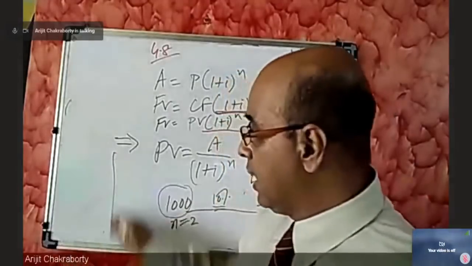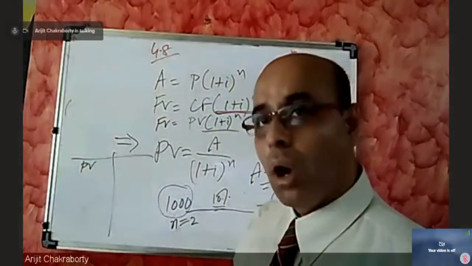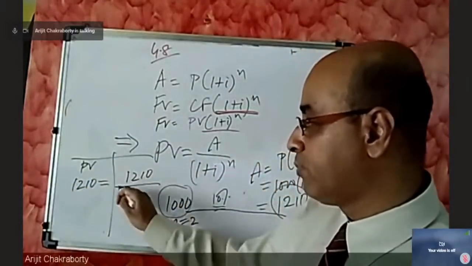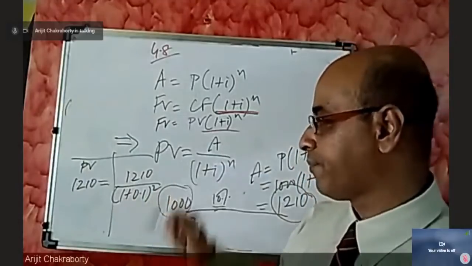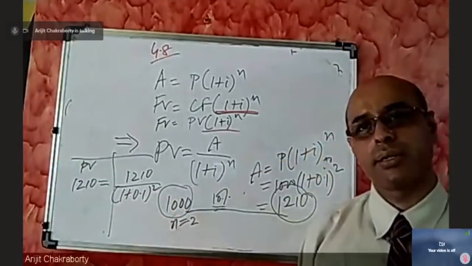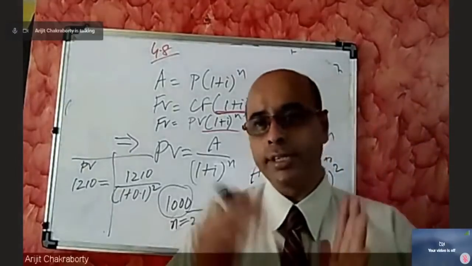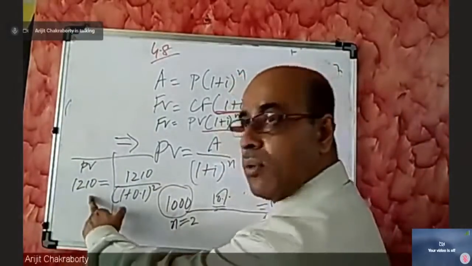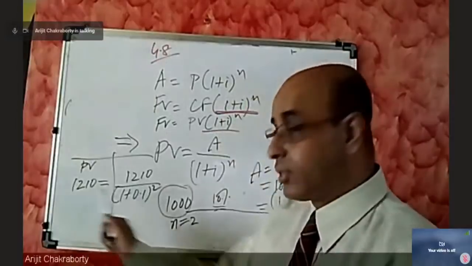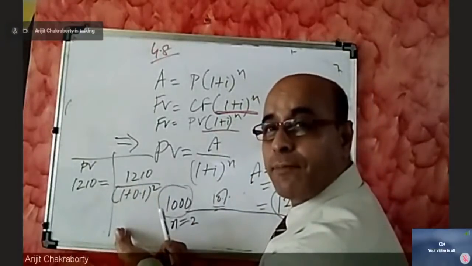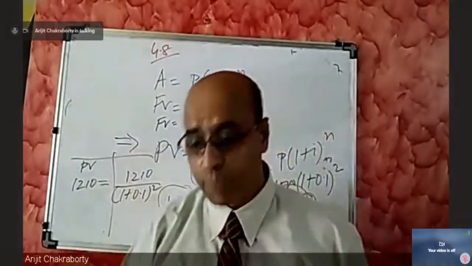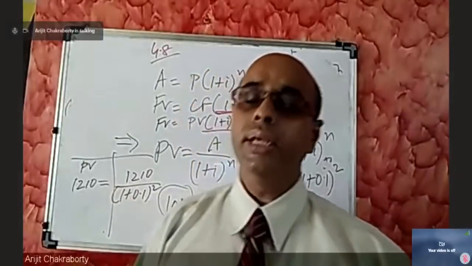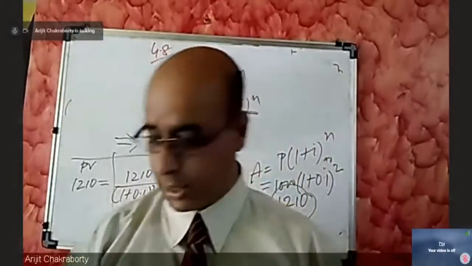So I can say that the present value of 1210 is 1210 divided by (1 plus 0.1) squared. Please see if you understand. 1000 rupees multiplied by (1 plus I) squared gives you the future value. So the present value is the future value divided by 1.1 squared. This is the concept of present value and this is the formula. It's just an interchange of the formula we have seen in the case of future value. It's just the opposite.